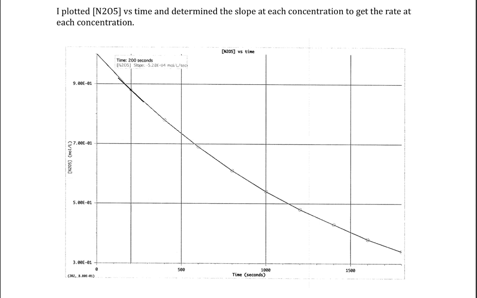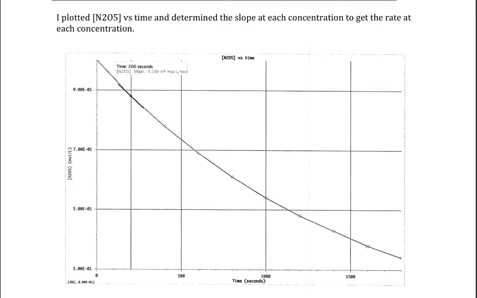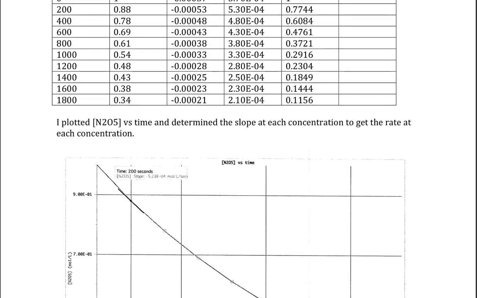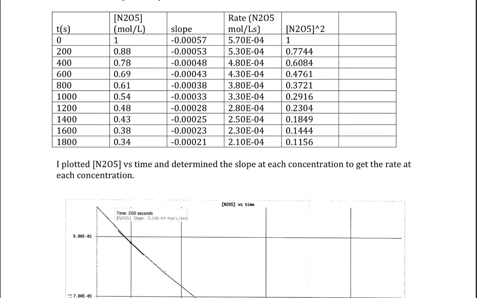Now, in order to determine the rates, we would do it as we did for that accurate rates method. We would draw tangents at lots of points along our curve. We would determine the slopes of all of those tangents. And that's what I did. I actually used Excel to do that. So our third column in this table is the slopes at those different times.